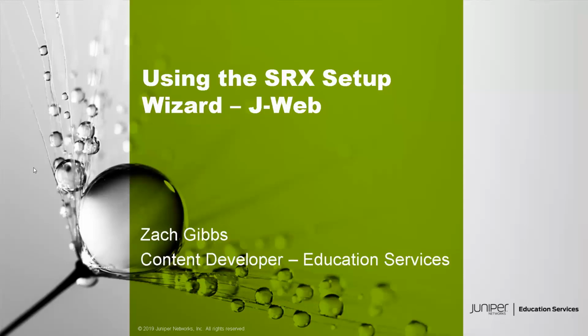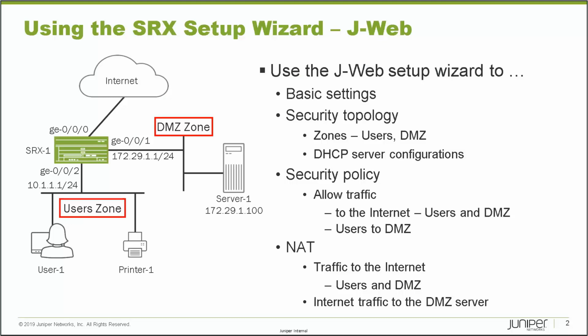And today we will be discussing using the SRX Setup Wizard JWeb Learning Byte. Alright, so here is our example. In this example, we have SRX1, which is connected to the internet using Gigi 000. Then it connects to the user zone using Gigi 002. Then it connects to the Dmz zone using Gigi 001.